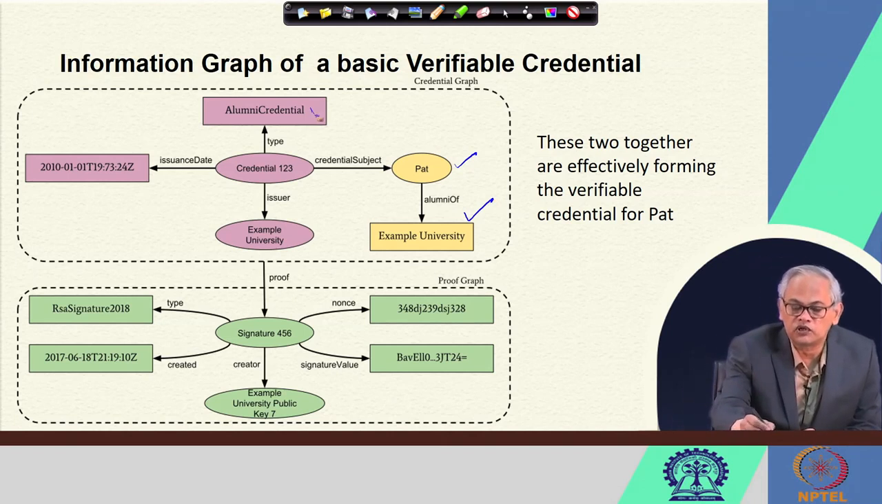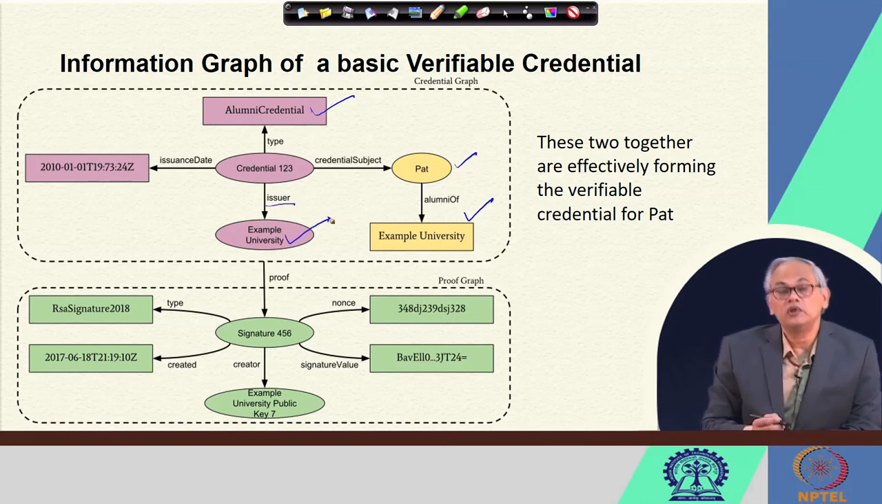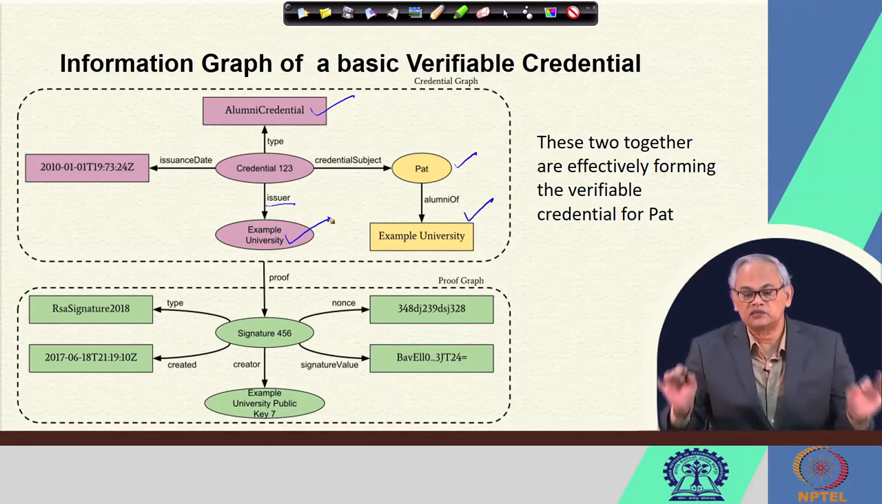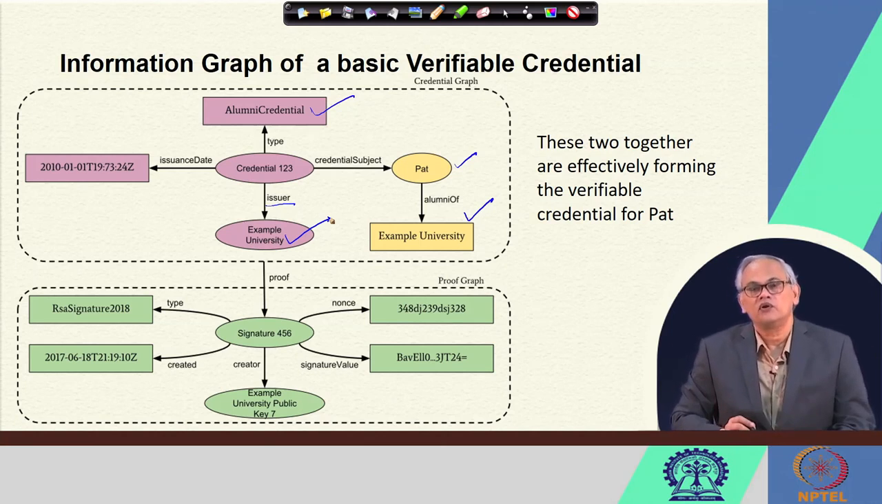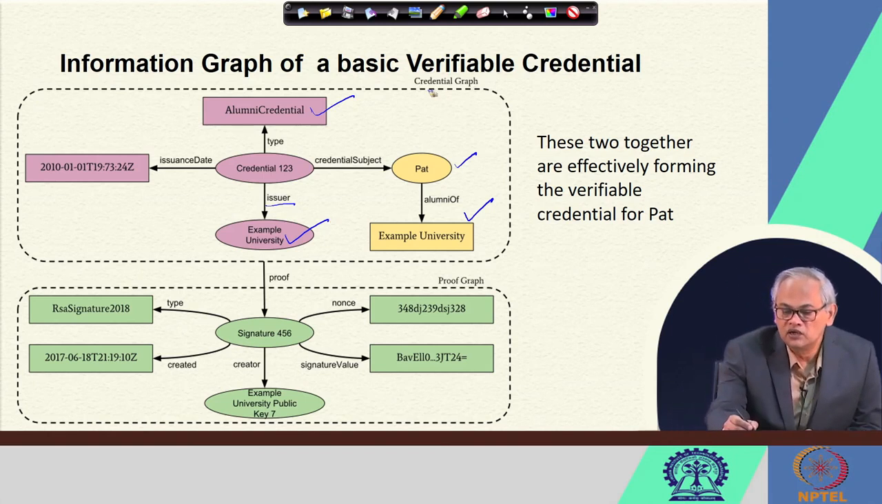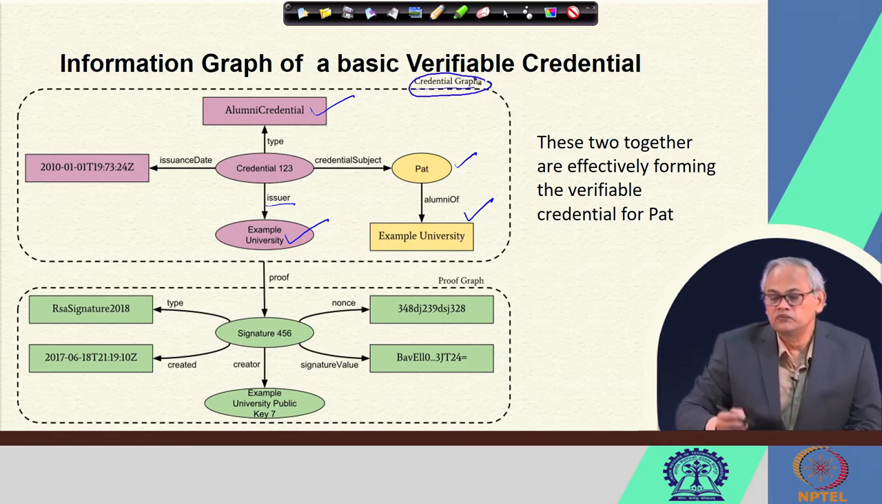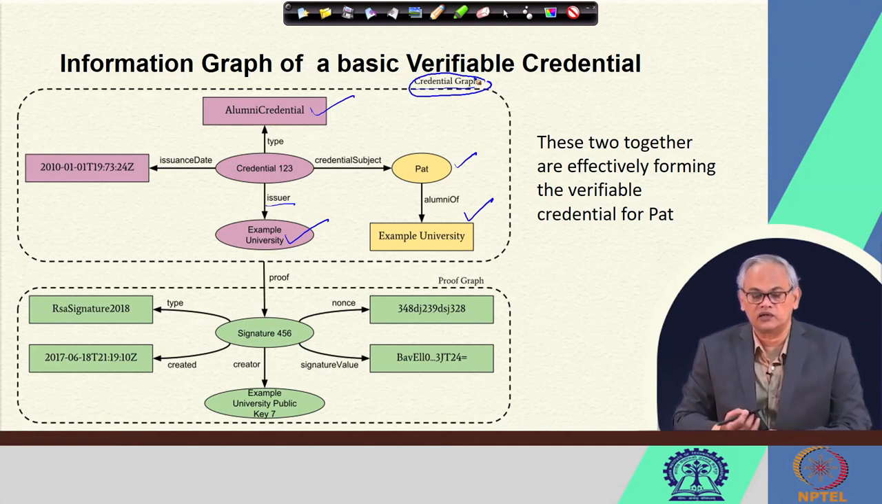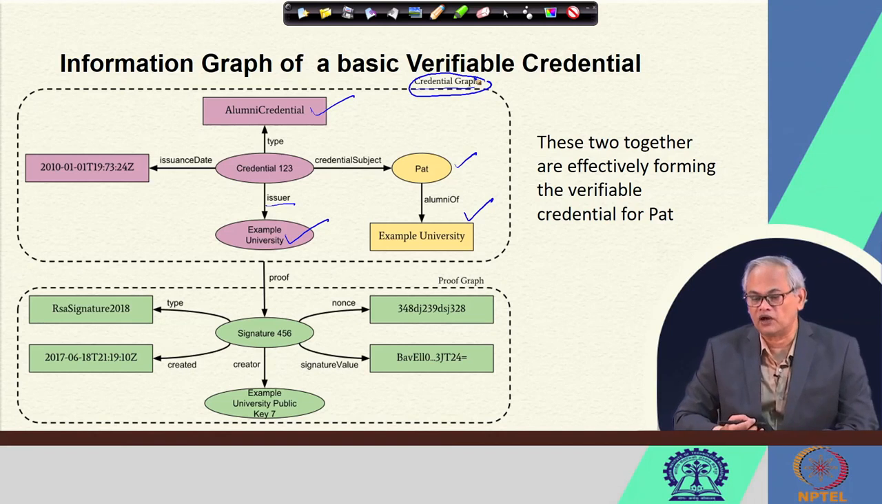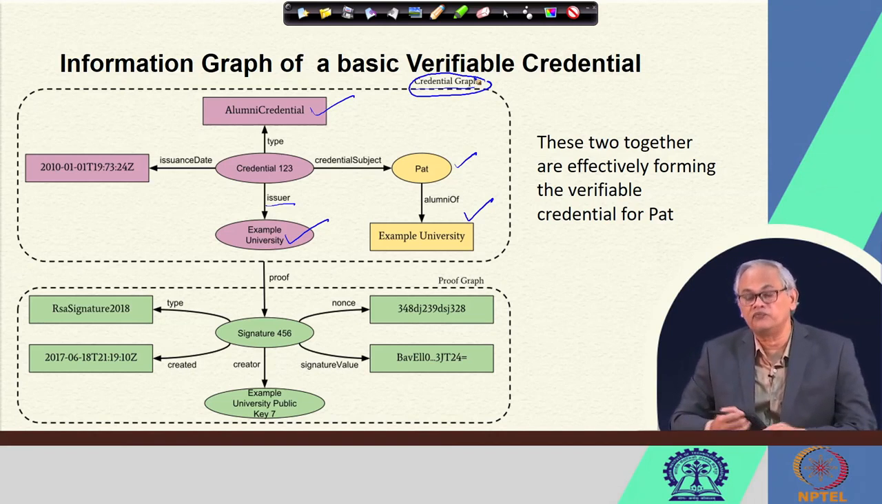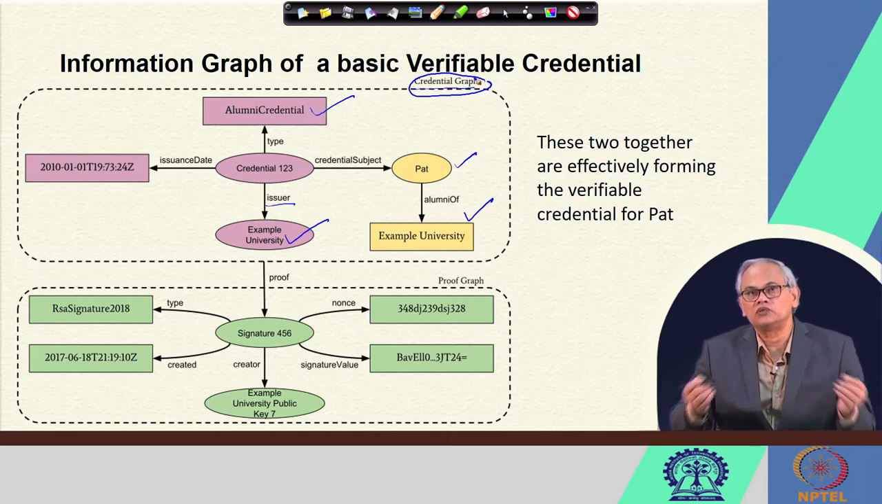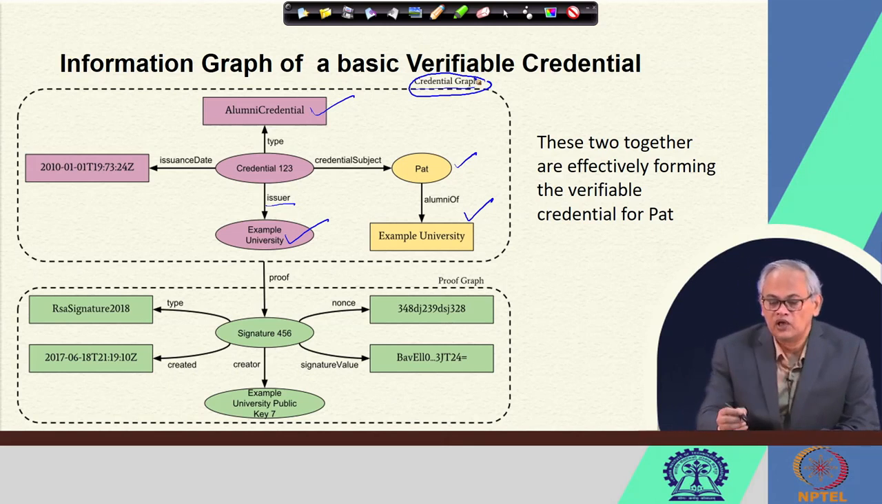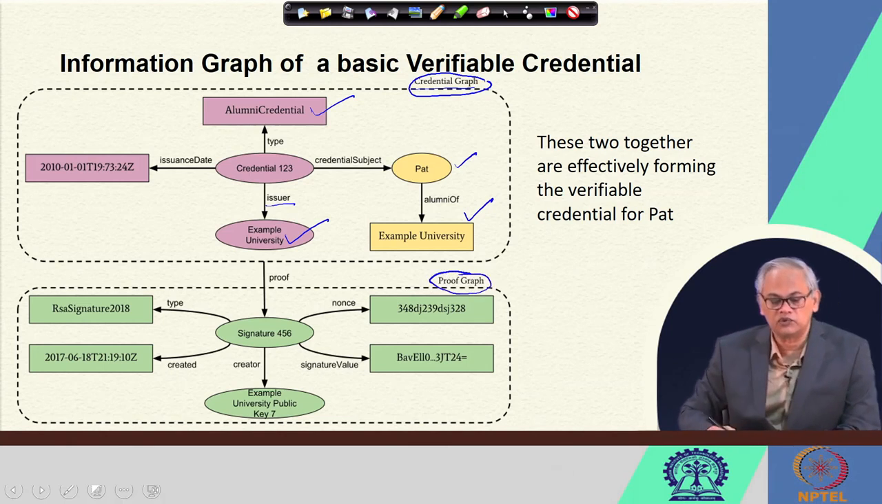So, it is a form of what is called an alumni credential, and it has been issued, if you see here, by the example university. So, it is simply something that is there in the form of a verifiable credential, and this is what is forming the so called credential graph. Okay. So, the connections between all the different components, which are the nodes, and how they are related, that is forming the edges. So, that forms the credential graph. So, these two together are effectively forming the verifiable credential for Pat. As we see here, the first part is the credential graph, and then the second part is the proof for this graph. Now, what is that proof?